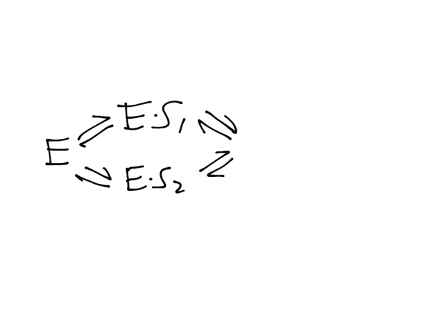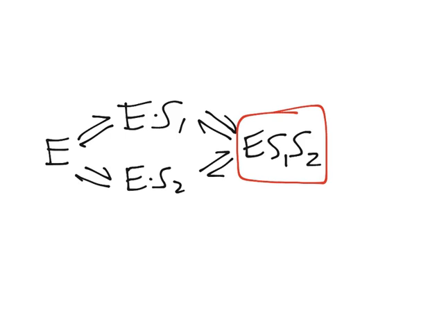Then the enzyme binds the second substrate, whichever one that is, and that's the formation of the ternary complex. So that's where we have the enzyme bound to two substrates. Then the chemistry proceeds, and you end up with the enzyme and the two products. So this is a sequential mechanism where you have the formation of the ternary complex, and it happens in a random order.